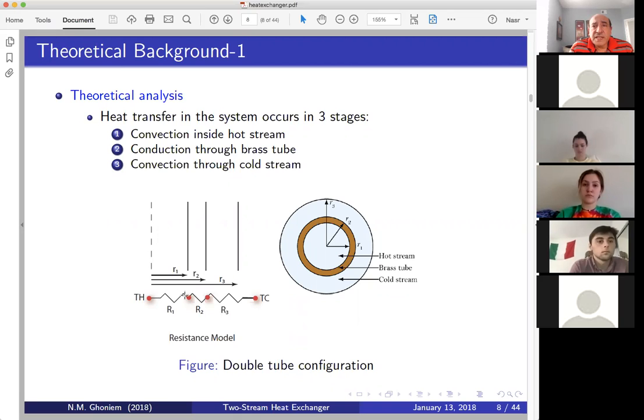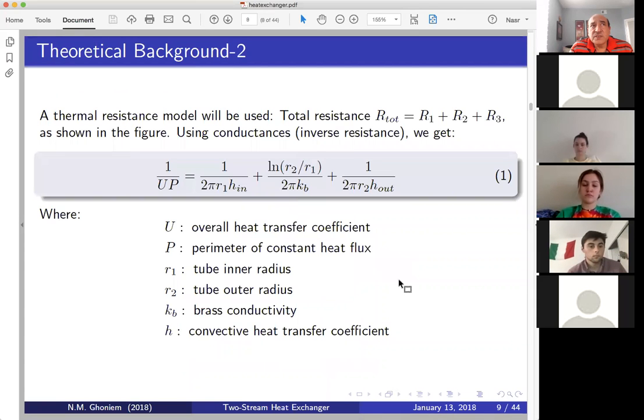And we calculate the resistances R1, R2 and R3. R1 and R3 are resistances of the fluid, so these are controlled by convection. We have to find the heat transfer coefficient and then calculate the resistances R1 and R3. R2 is pretty simple because it's the resistance of the brass, so it's by conduction. The inverse of the resistance is the conductance, just exactly like in an electric circuit.